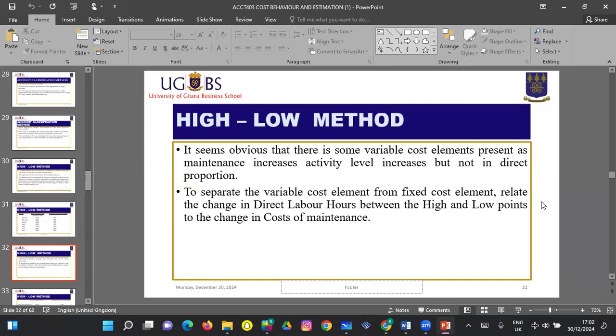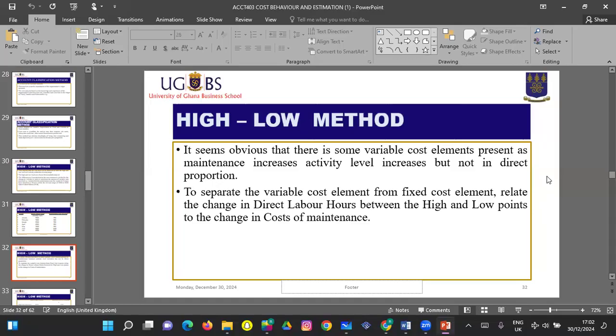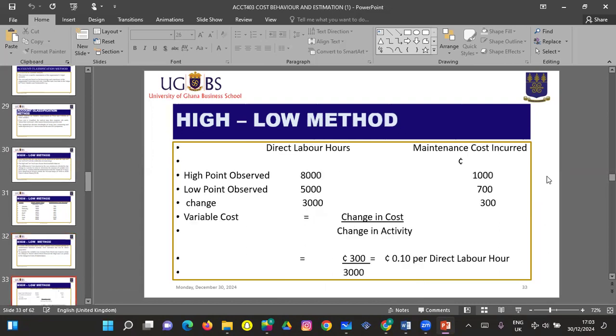So you can try your hands on this according to what we've done. Just try your hands on it and then separate this total cost, or maintenance cost incurred, into fixed and then variable, right? So it seems obvious that there are some variable cost elements as maintenance increases, activity level increases, but not in direct proportion. To separate the variable cost element from fixed cost, relate the change in direct labor hours between the high and low methods.